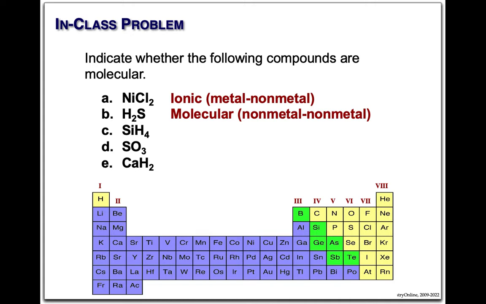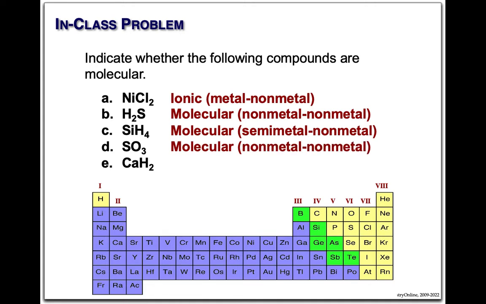Silicon tetrahydride. Silicon. Hydrogen. Semimetal, nonmetal, molecular. Sulfur trioxide. Sulfur is here. Oxygen is right above it. Both nonmetals. And calcium hydride. Calcium is there. It's a metal. It is ionic.